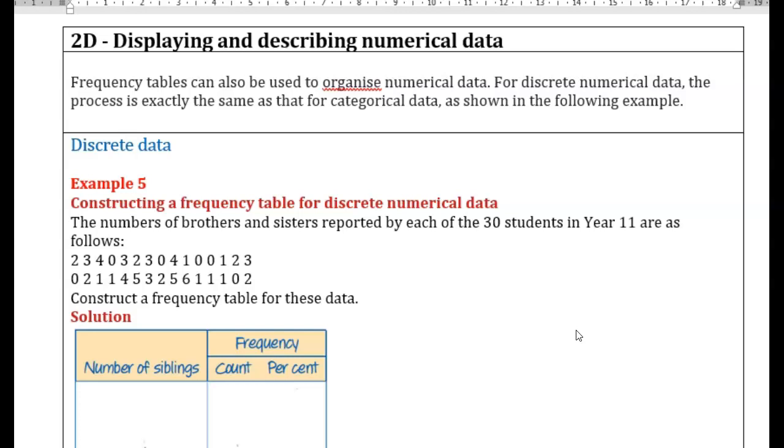Hello! Okay, 2D, displaying and describing numerical data. So we've looked at categorical data and now we're going to look at numerical data. So remember, numerical data is data that can be counted or measured, and we can usually tell the difference because there are numbers involved. But as I said in the first video for 2A, just because it has a number does not necessarily make it numerical.